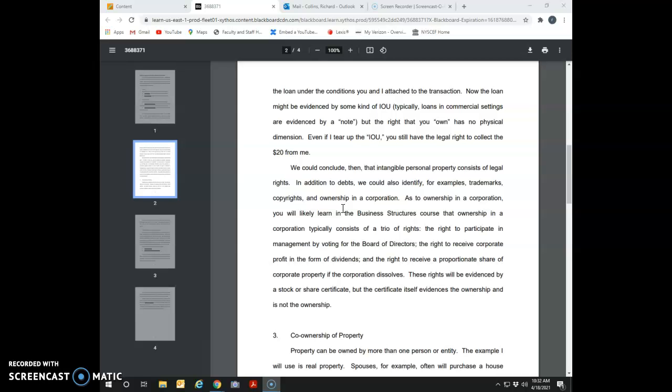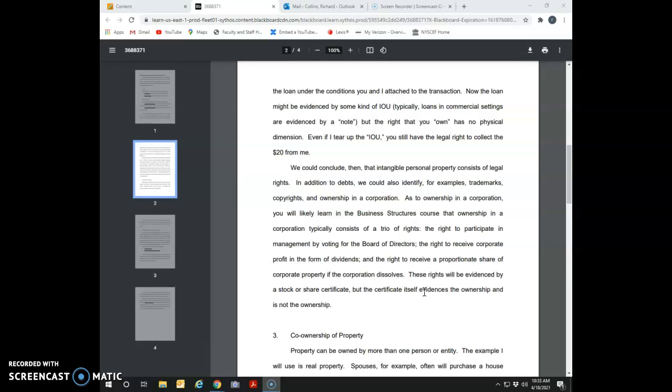So if we focused on ownership in a corporation, I'm guessing you'll learn in the business structures course that ownership in a corporation typically consists of 3 rights: the right to participate in management by voting for the board of directors, the right to receive corporate profit in the form of dividends, and the right to receive a proportionate share of corporate property if the corporation dissolves. Again, those rights will be evidenced by a stock or share certificate, but the certificate itself is evidence of ownership and is not the ownership.